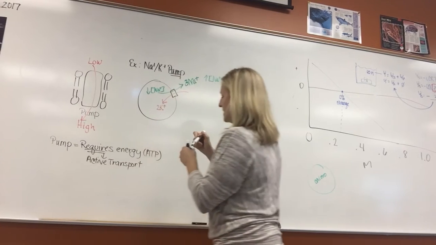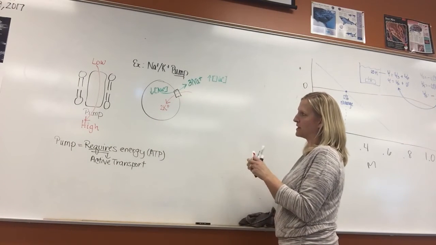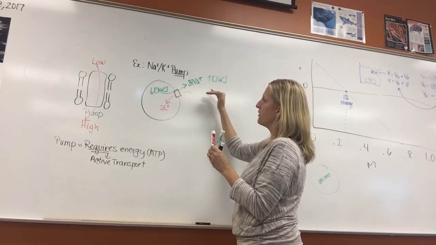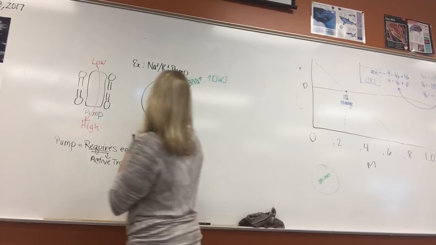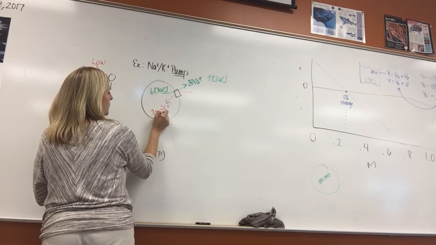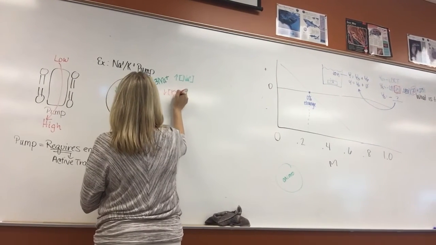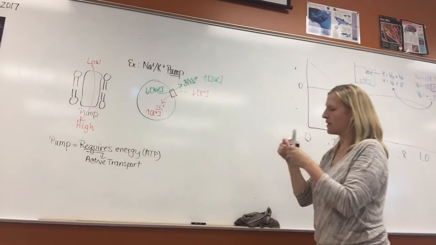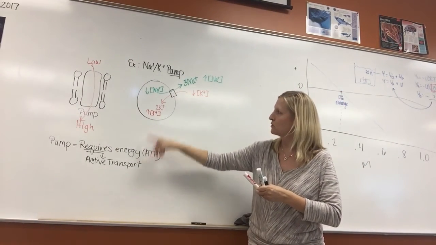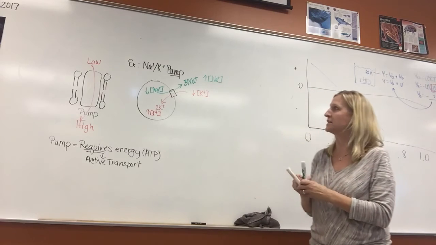And then the opposite will be true for the potassium. So the potassium is being pumped in from low to high, so its high concentration is inside, and its low concentration is outside. And so, that energy used to do this is in the form of ATP.